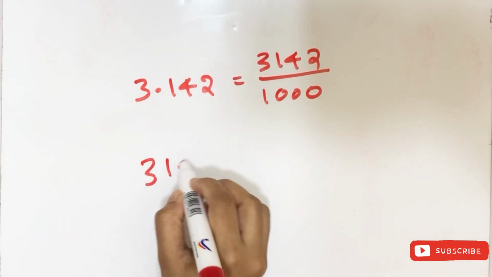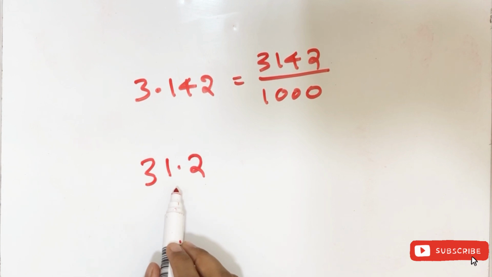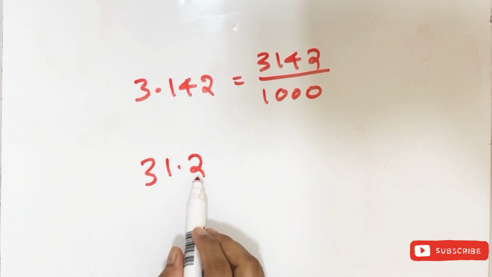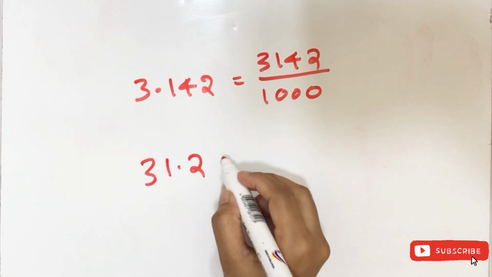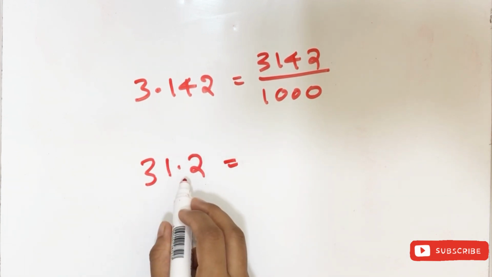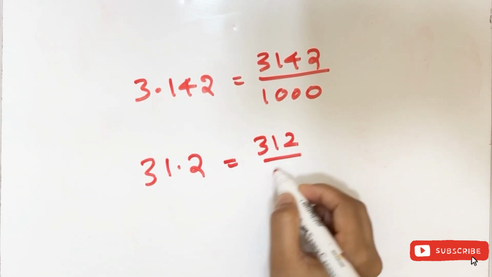That is 31.2. Here after the decimal only one digit. So multiply by 10, divide by 10. Multiplied by 10, the decimal will cancel. That is 312 by 10.